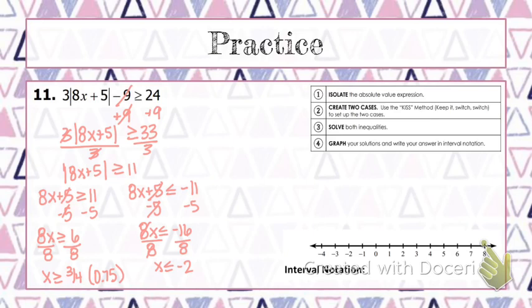All right, x is greater than or equal to 0.75. So 0.75 is about right here. It doesn't have to be perfect. And it's greater than or equal to that. And then x is less than or equal to negative 2. So this is going to be negative infinity to negative 2 in union with positive 1 to positive infinity.